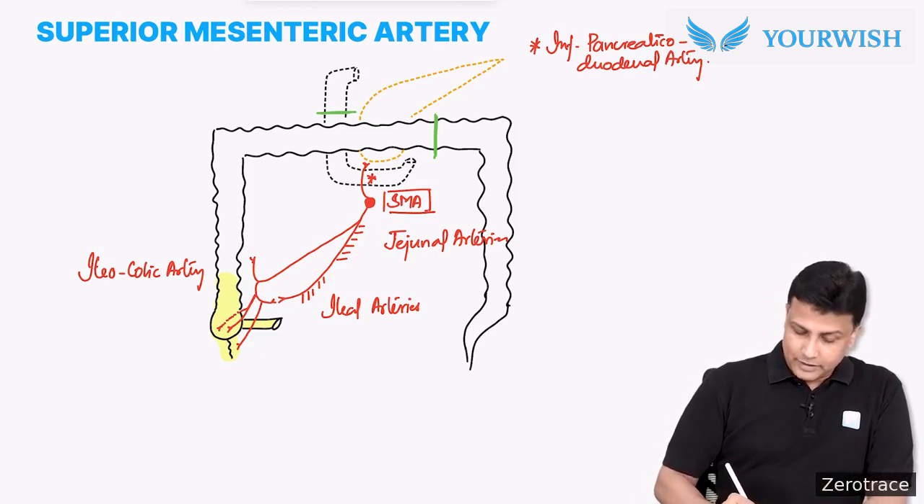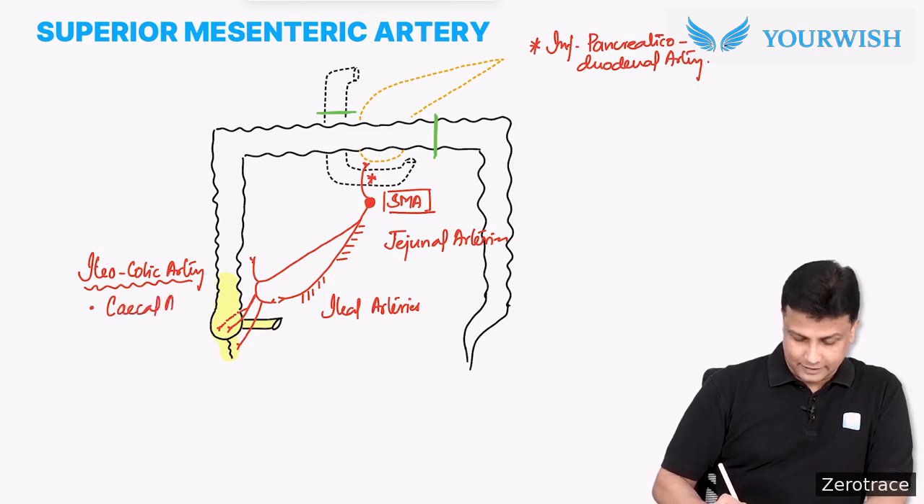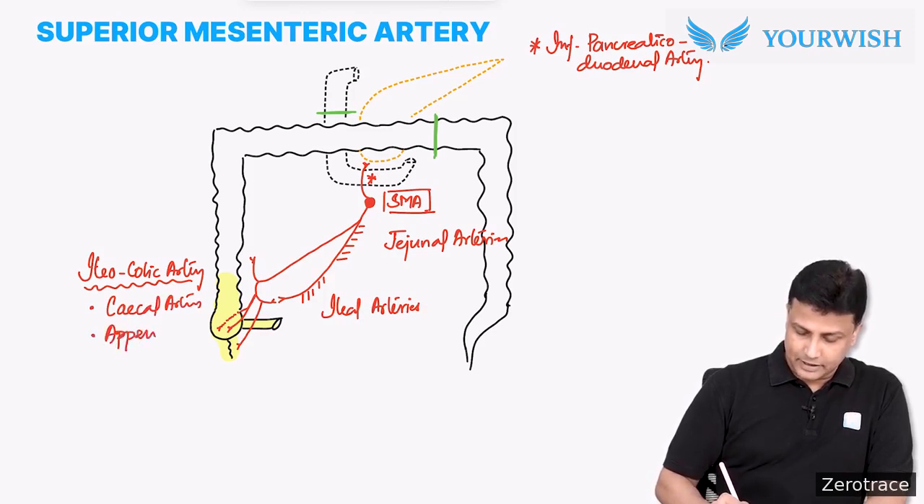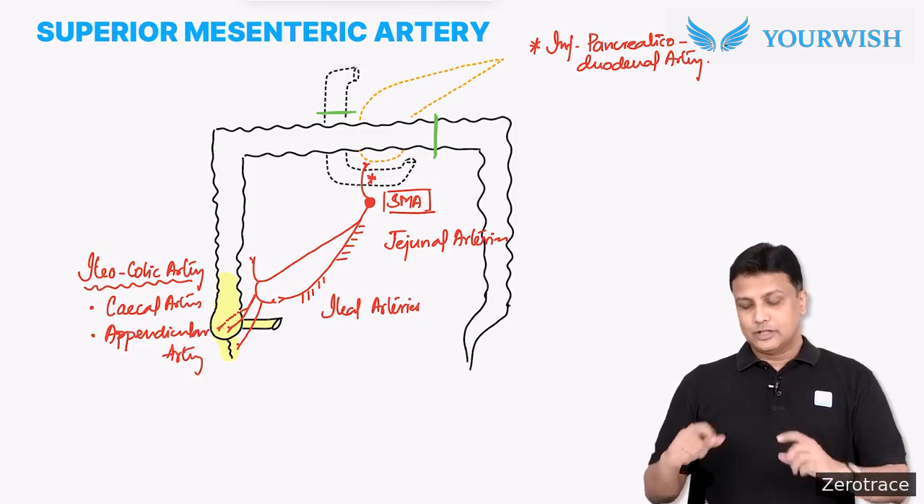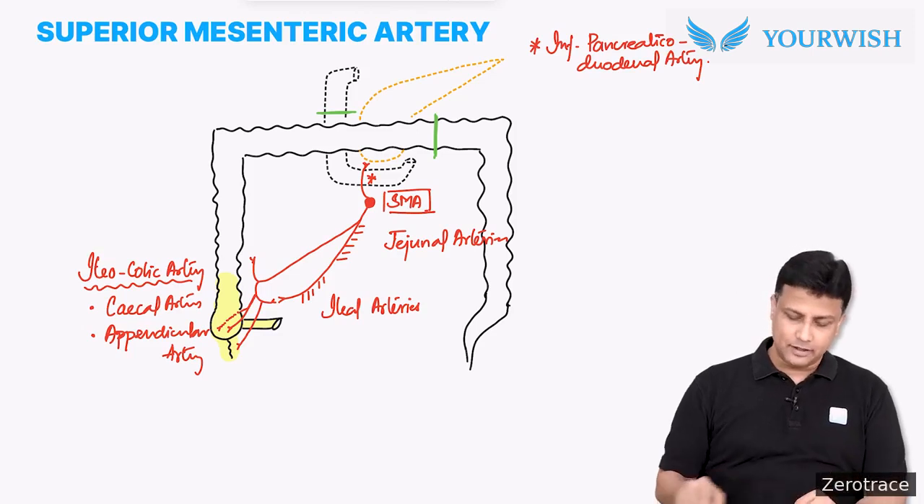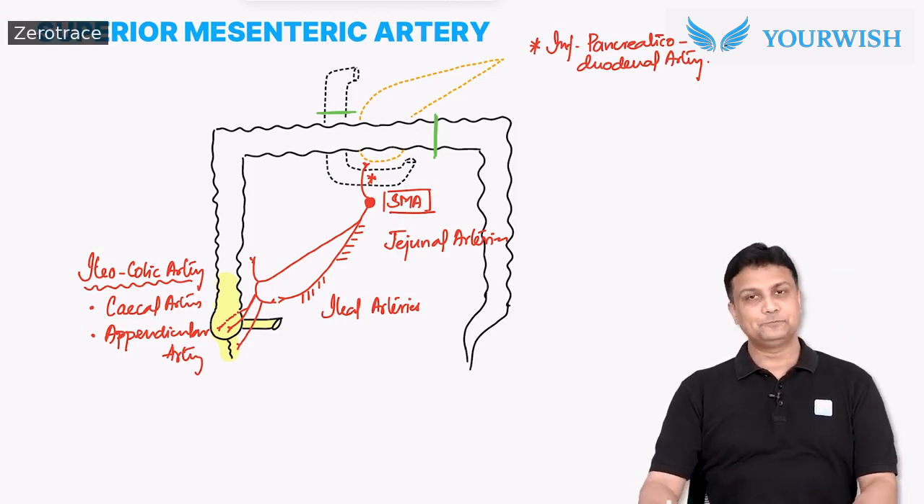So what I am trying to put in your mind is that the ileocolic artery in turn will be giving branches to the cecum here. So this one here will be the cecal artery. And then it is also giving branches to the appendix here, and therefore this will be the appendicular artery. Perfectly done. So there will be anterior and posterior cecal arteries, as well as the appendicular artery to the appendix, and these two are the branches given by the ileocolic artery only.